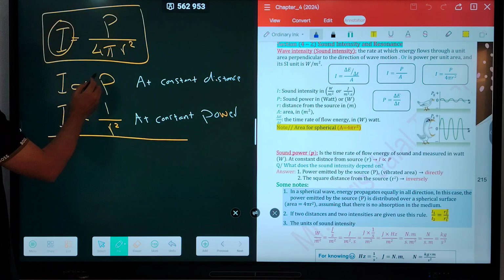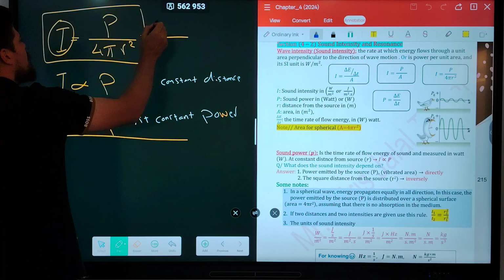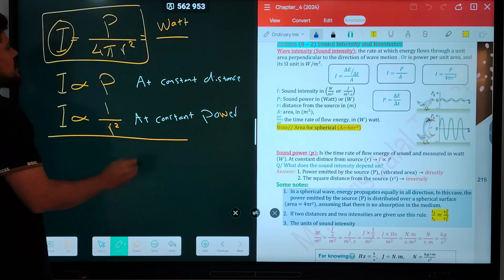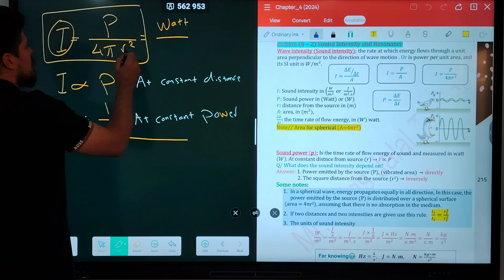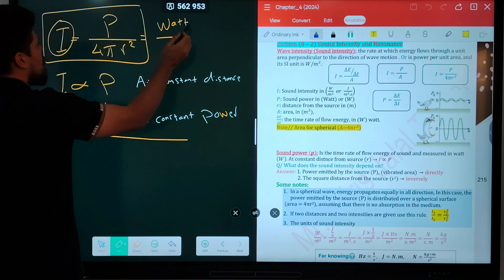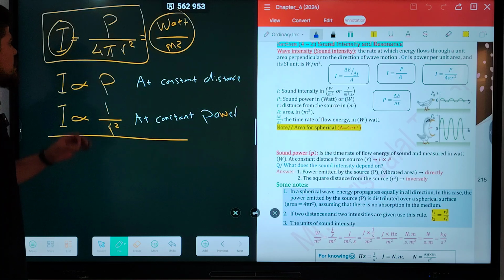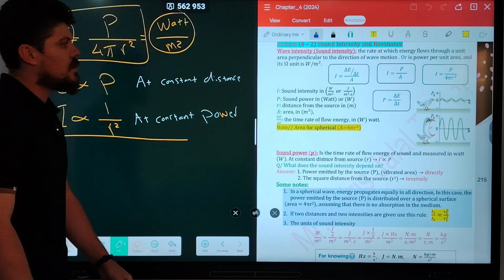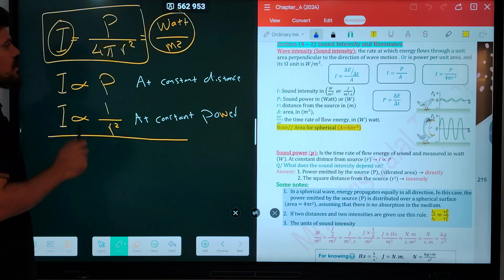I is the sound intensity, measured in what? Power is measured in watt. What is the SI unit of distance? Meter. The square of distance? Meter square. Sound intensity is measured in watt per meter square.